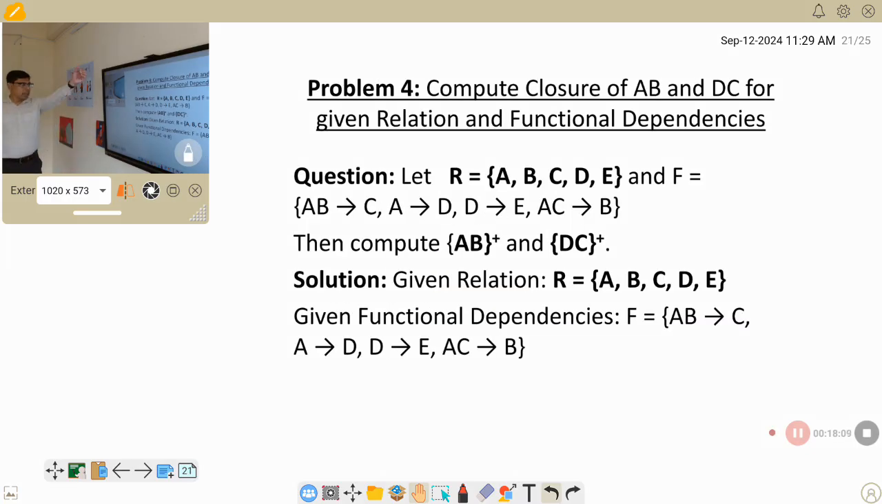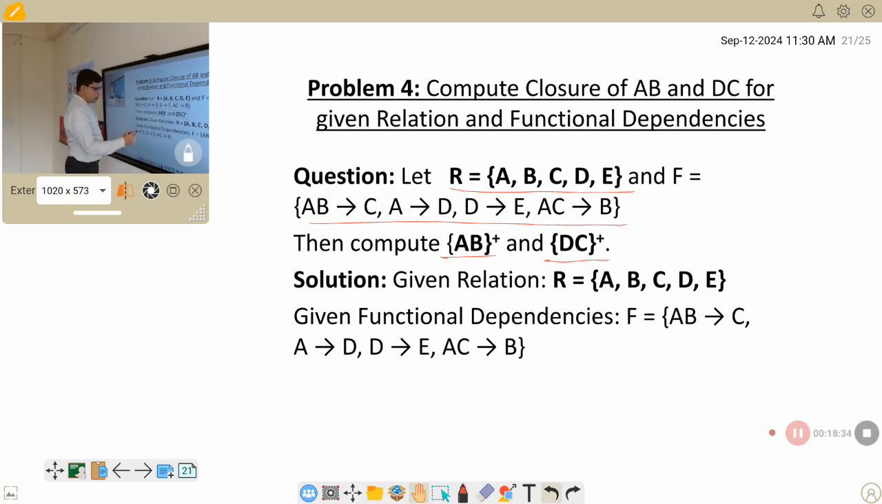Next is problem 4. Now compute the closure of AB and DC for the given relation and functional dependencies. So this is the relation and these are the functional dependencies. Now you are finding AB plus and DC plus, that is, the closure of AB and DC.